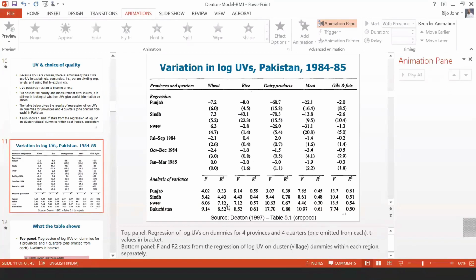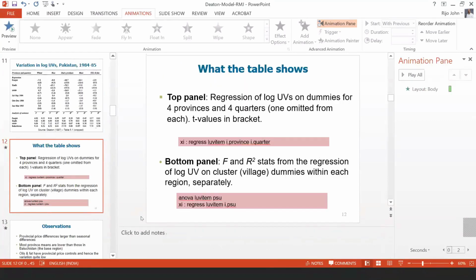And as you can see here, the R square statistic is close to 50% or more in many of these regressions. Each F and R square value comes from separate regressions for separate products as well as separate provinces. So clearly, this table indicates that there is spatial variation.